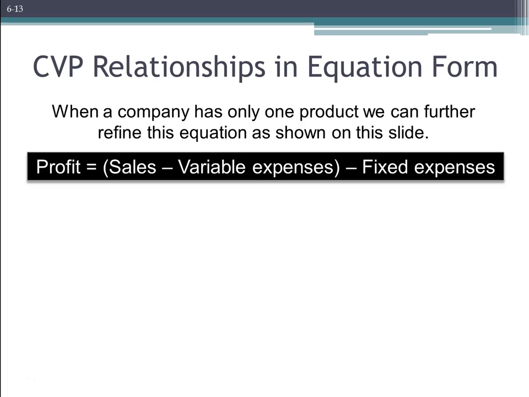All right, welcome. This is part 2 of chapter 6, and when we last left off, we had converted or displayed the contribution format income statement in the format or equation format shown on the screen right now. And this, of course, shows things in total dollars, right? The formula that we're looking at shows total sales dollars minus total variable expenses minus fixed expenses equals your profit in the end. And all we're going to do now is break that down to its smaller elements.